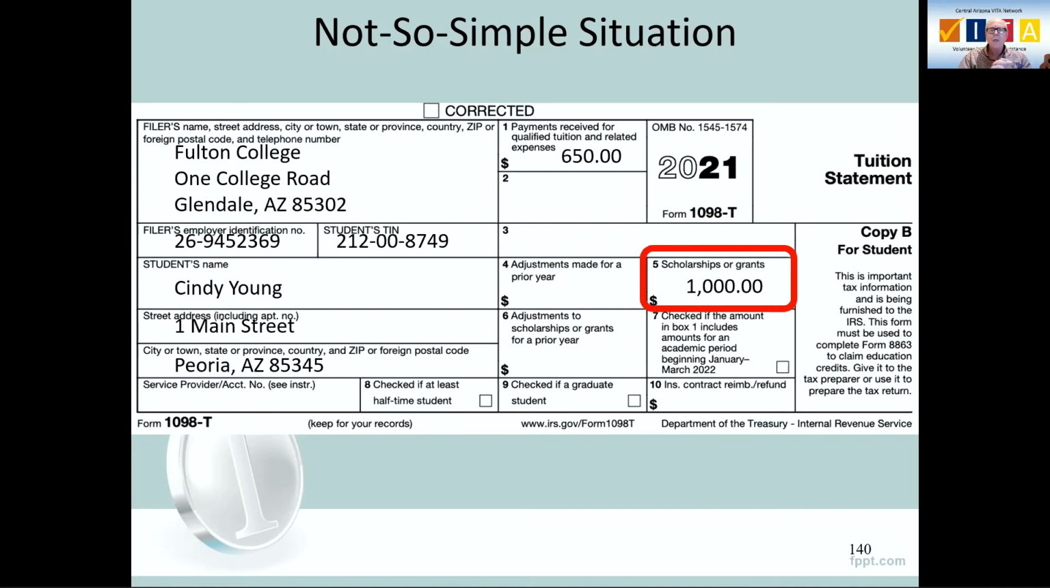Now I'm going to give you the example of where it might be beneficial to actually pay taxes on a student scholarship that he wouldn't have to. So let me refresh your mind. We're looking at this 1098-T here, and we're saying here he got 1,000 of scholarships, but we don't have to pay taxes on this 650 because it was used for eligible expenses, right?